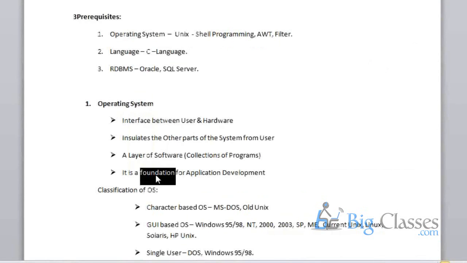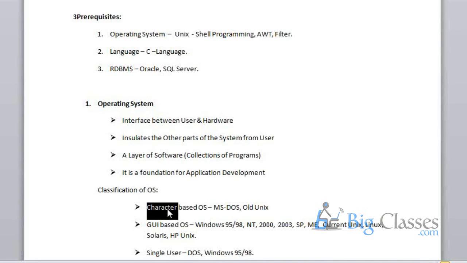I have maximized this notepad now. Now I am minimizing it and getting back to the Word file. Operating system is the foundation for application development. So here you can develop such notepad software and Word files on this platform, that is the operating system. Under operating system there are various classifications.